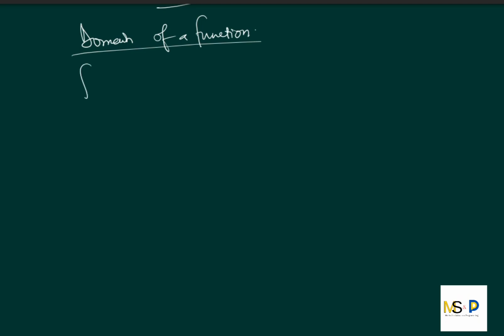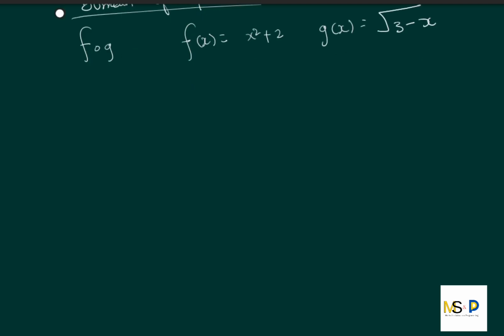So we have a composite function f∘g, where f of x is equal to x squared plus 2, and g of x is equal to the square root of 3 minus x. So remember we said that a function has to have a rule and a domain. This is how we describe anything called a function. It has to have a rule and has to have a domain, right?